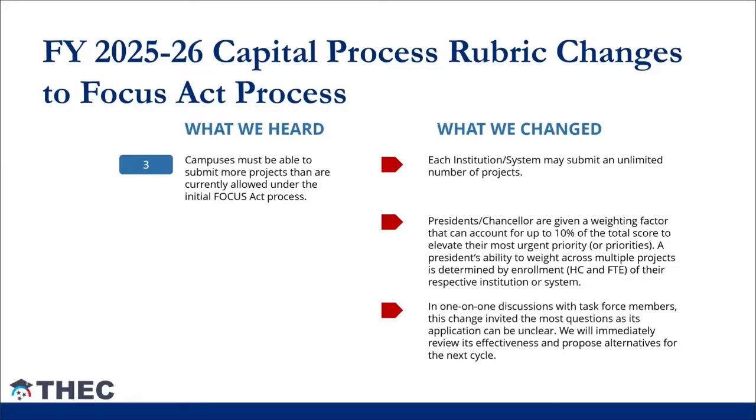However, we did recognize that if a system or an institution submits to us an unlimited amount of projects, we don't want to get lost in our scoring system which projects are most important to them. So we are asking institutions to provide to us a weighted order that they submit to us that then will influence a small portion of their scores.